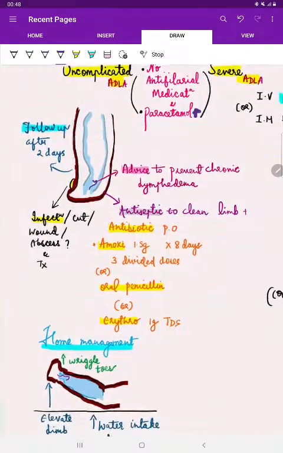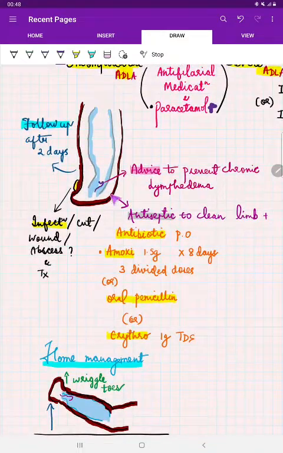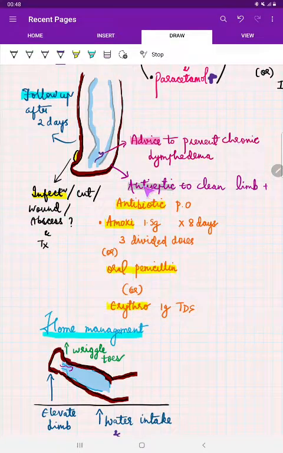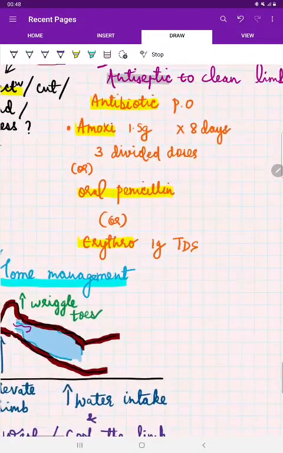Uncomplicated ADLA, what happens? See here, this is a simple picture to just remember. First, see if there's any infection, cut or wound or abscess, first treat it. Next, advise the patient to prevent chronic lymphedema. Next is give antiseptic, no? This area should get a nice antiseptic cleaning. Then give antibiotic. Antibiotics, that is, you can give amoxicillin. The same again, penicillin, or if allergic to penicillin, give erythromycin.